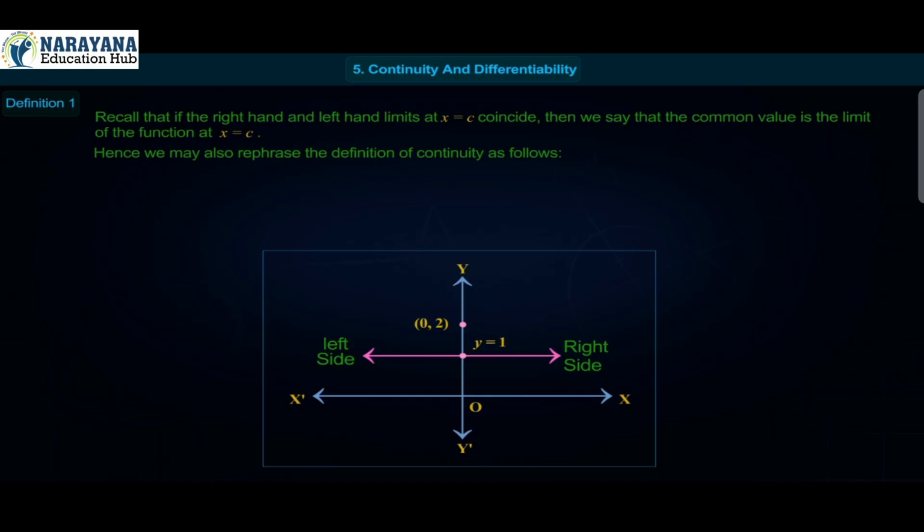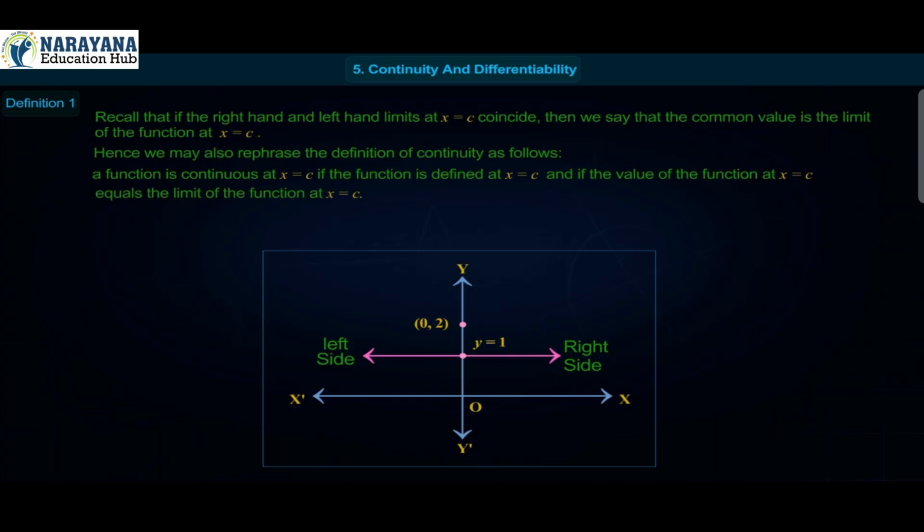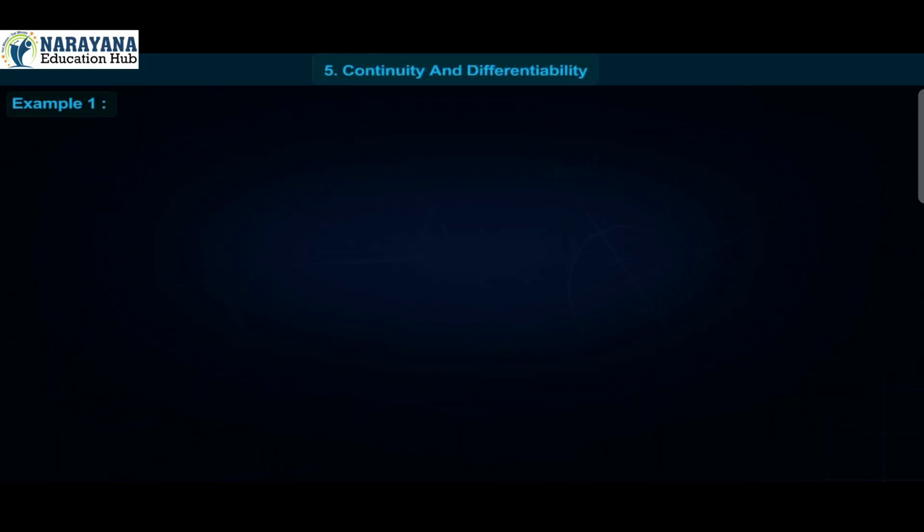Hence, we may also rephrase the definition of continuity as follows. A function is continuous at x equal to c if the function is defined at x equal to c, and if the value of the function at x equal to c equals the limit of the function at x equal to c. If f is not continuous at c, we say f is discontinuous at c, and c is called a point of discontinuity of f.